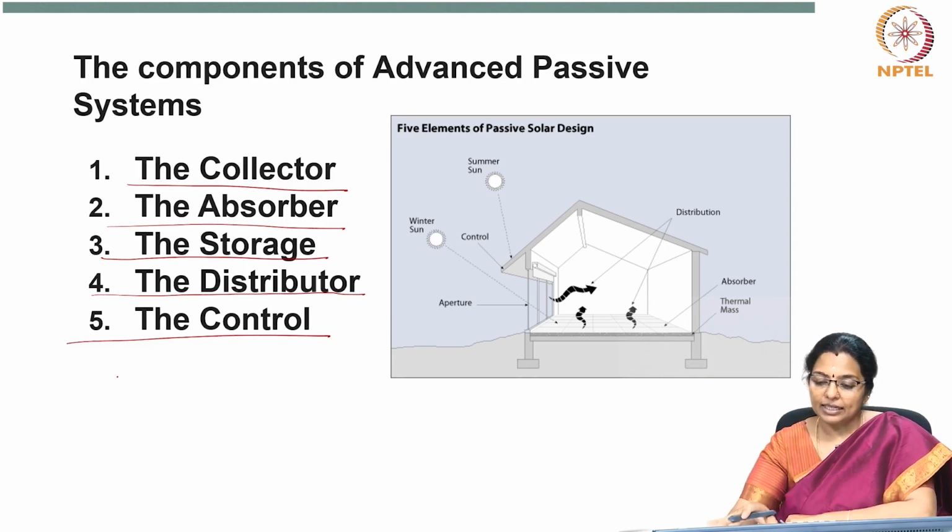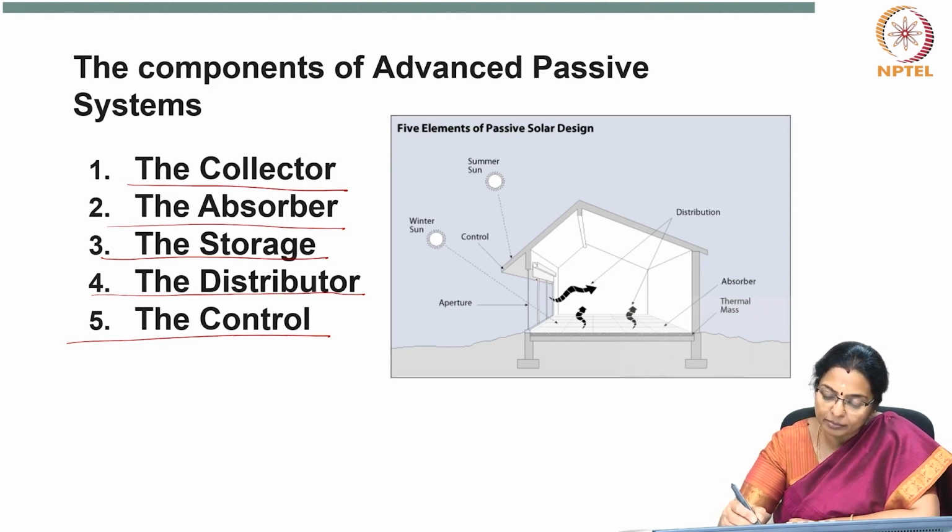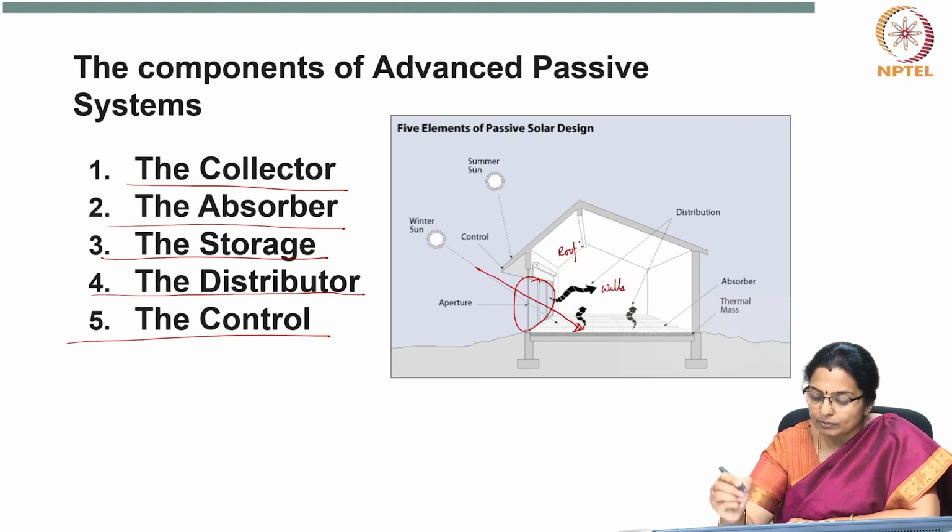Now, let us look at an example, okay? With an example, let us look at what each of these elements are. Now, first is the collector. From where does the heat enter the building? The heat enters the building through the aperture. So, this becomes the collector. The heat which comes in needs an absorber. Which is the absorber? The absorber is the floor, the walls, the roof. These are all absorbers.